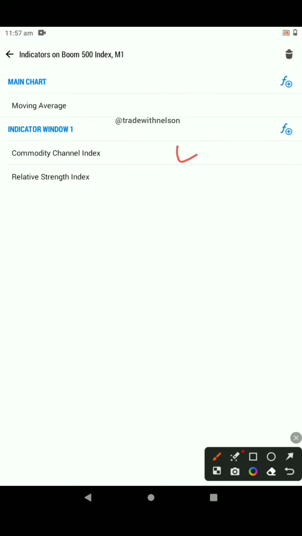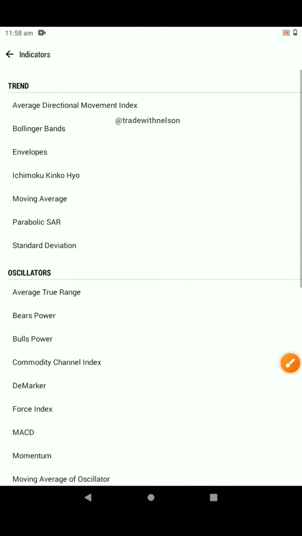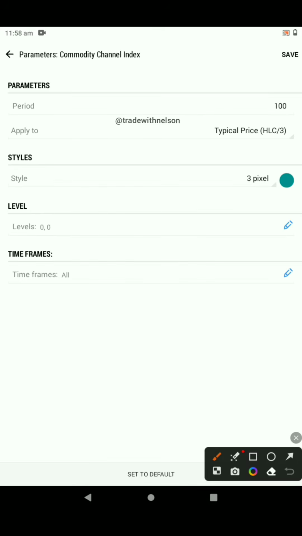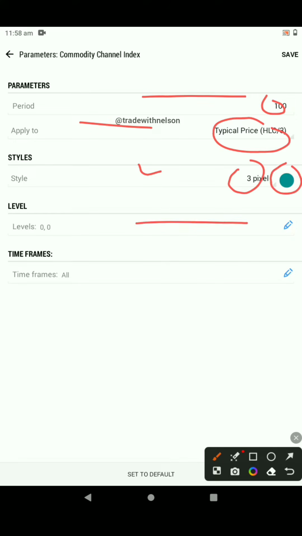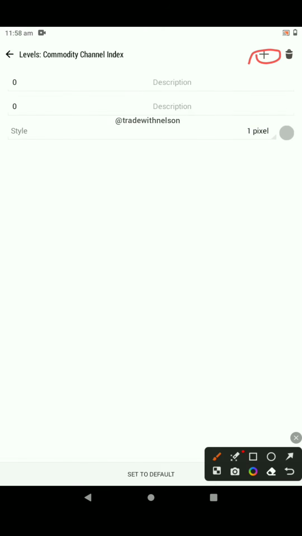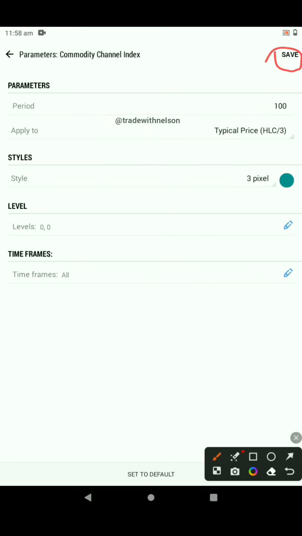The second indicator is the CCI, which is the Commodity Channel Index. Click on the F icon on the main chart, scroll down a bit. This is Commodity Channel Index, click on that. Make your period 100, apply to typical price, style 3 pixel, and select a color of your choice. And for the levels, click on this pen icon over here, add level, type 0. After that, click on save.